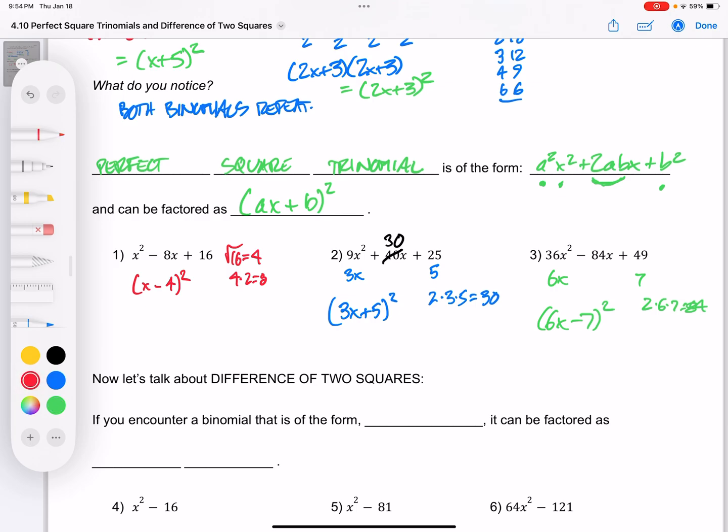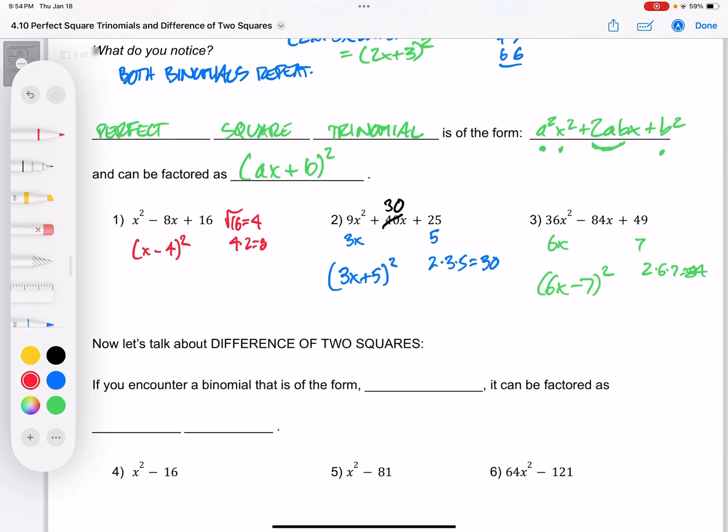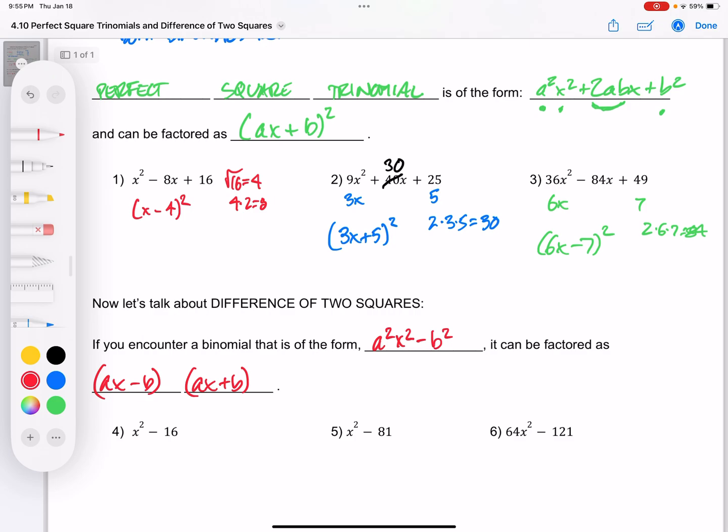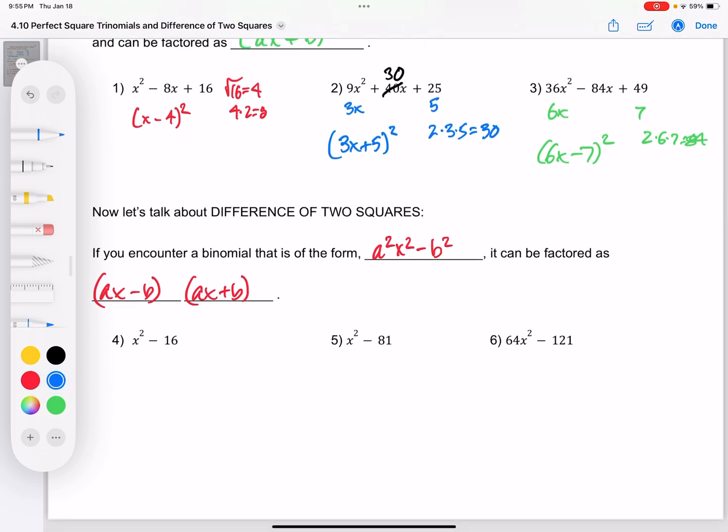All right, now let's talk about something else. It's called a difference of two squares. So if we encounter a binomial that's of the form a squared x squared minus b squared, it can be factored as ax minus b and ax plus b. It's just that simple. So let's look at our first example here, x squared minus 16. There's no coefficient, so they're both perfect squares. This one can be factored as x plus 4, x minus 4. We take the square root of the last one.